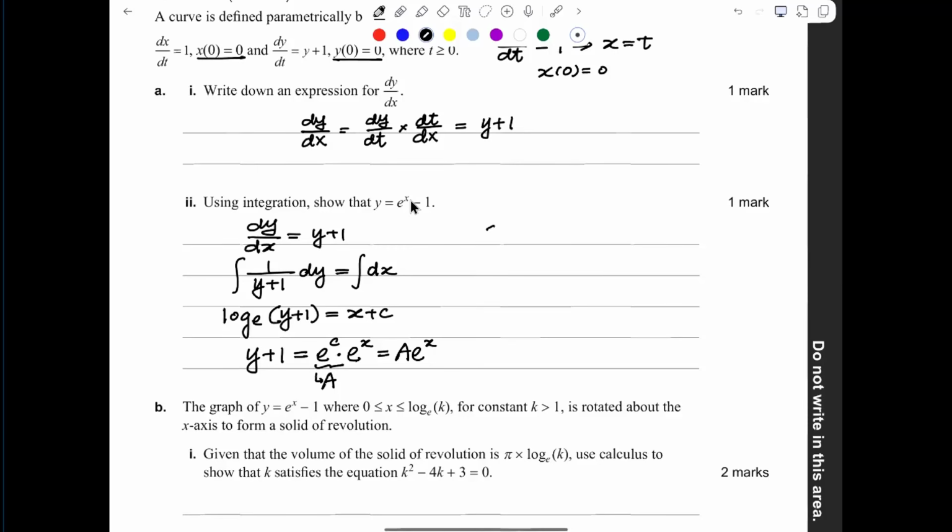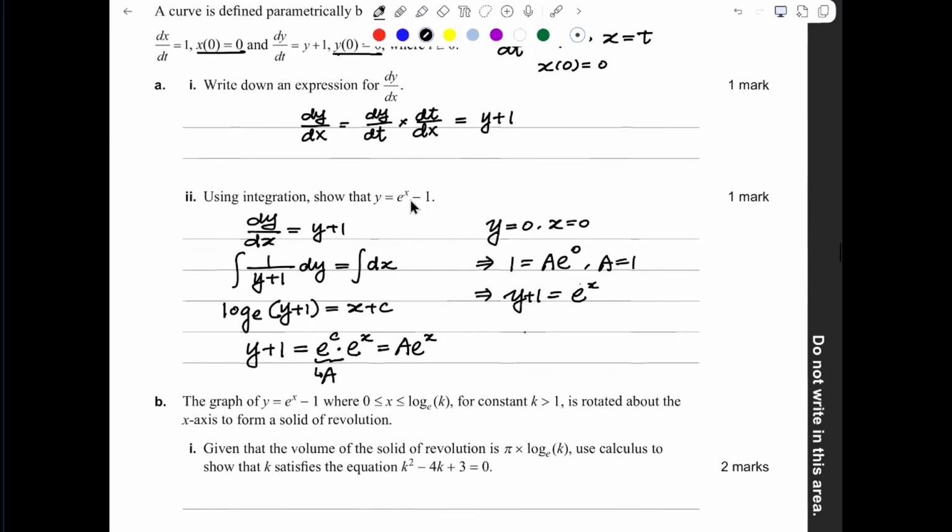And then subbing y equals 0 and x equals 0, this would lead to 1 equals A e to the power 0. So A equals 1. Therefore, y plus 1 equals 1 times e to the x. And eventually y is just equal to e to the x minus 1. Okay?